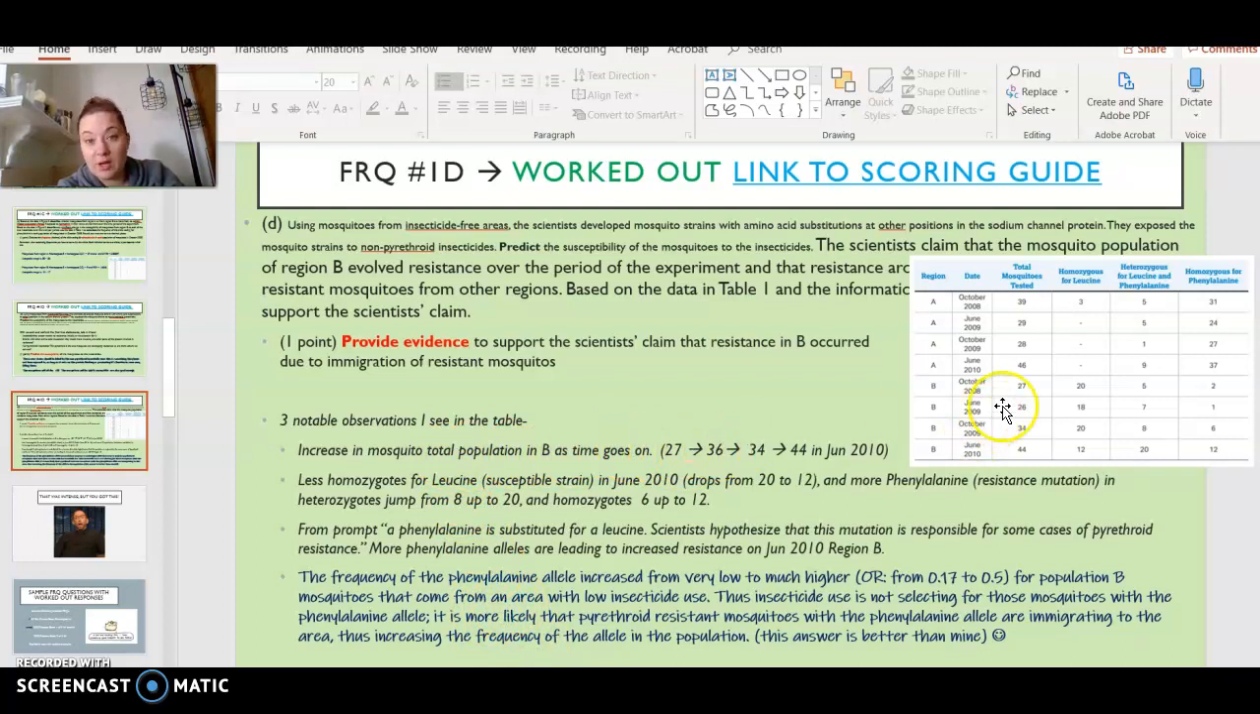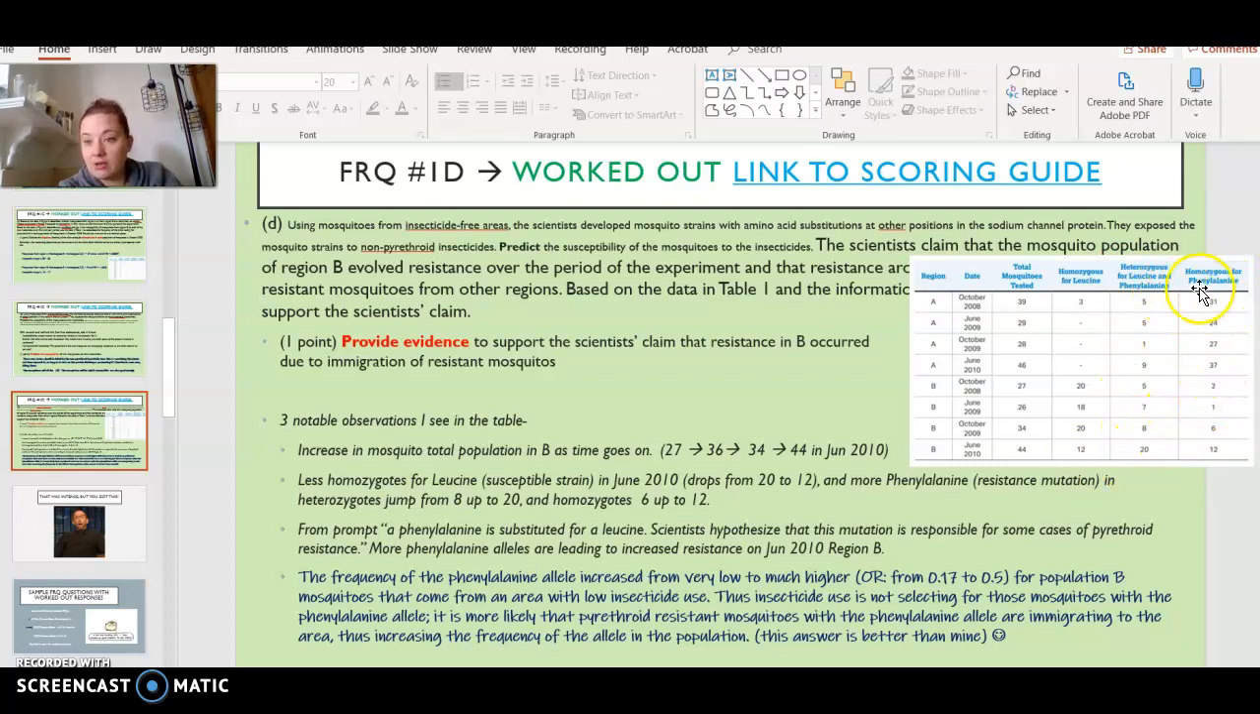Mosquito population is going up over time. So we had 27 mosquitoes tested, 26, 34, 44. Mosquitoes tested may not mean population, but there are more mosquitoes that they're able to collect in June 2010. Fewer homozygotes for leucine. Remember that leucine is the original strain, which when treated with the insecticide would be killed, right? So it drops. We have 20, 18, 20, and suddenly their homozygotes are down to 12. So there are fewer alleles coming from them. Heterozygote ones increase suddenly. We got 5, 7, and 8, then it jumps up to 20.